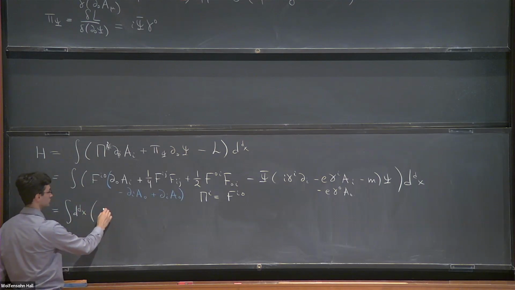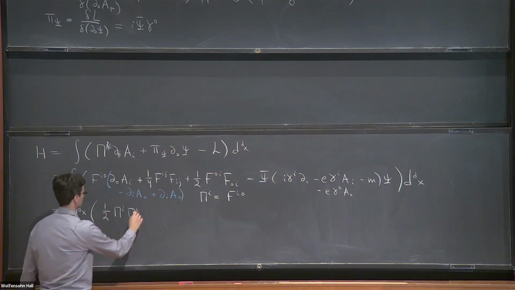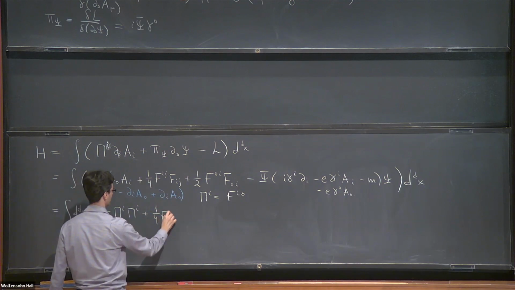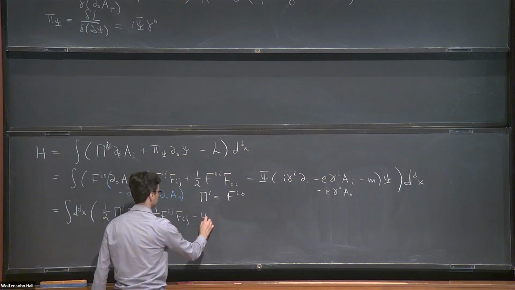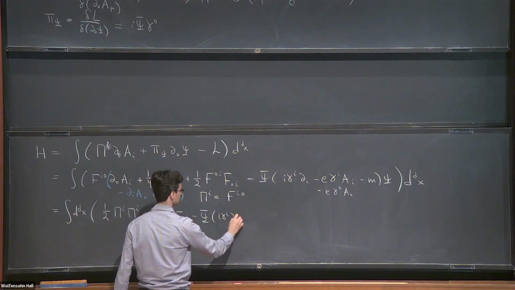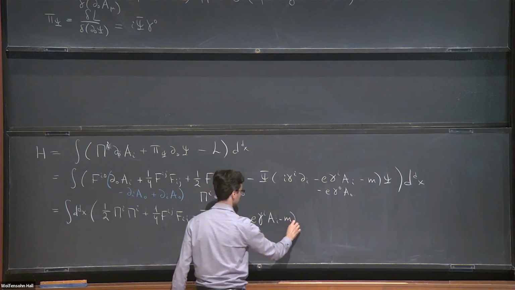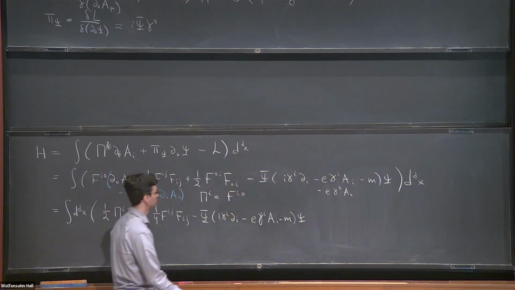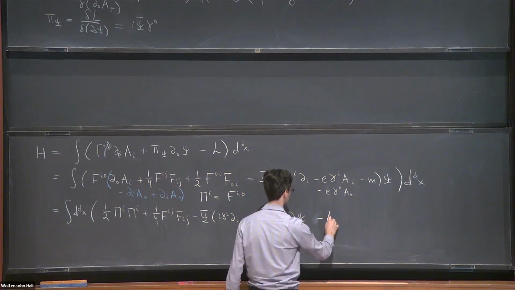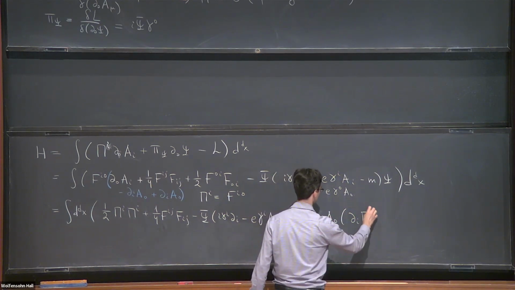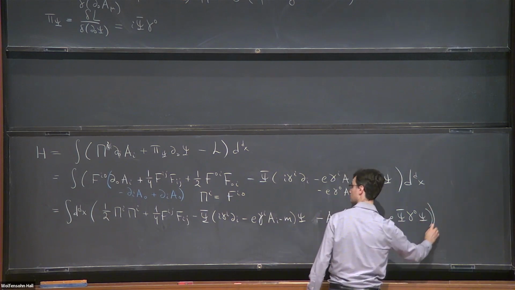So it's going to be 1/2 pi squared plus 1/4 F squared, plus the j term. There will be the Dirac term, and there will be a term which is minus A0 times the constraint.